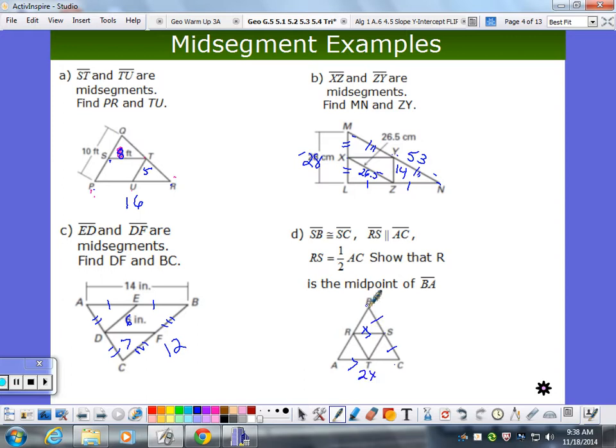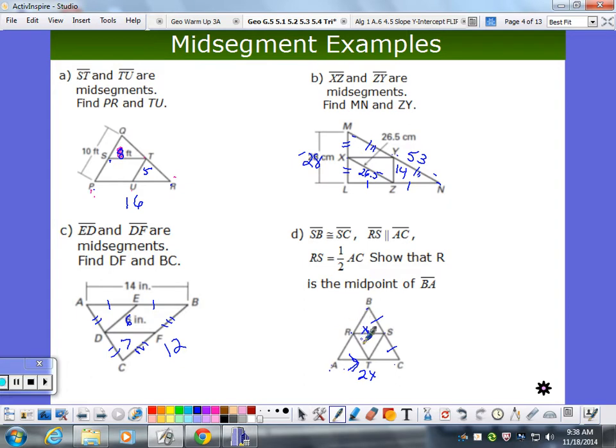Show that R is the midpoint of BA. How do we know R is the midpoint of BA? Joseph, what do you think? Since RS is one half AC and parallel, RS is a midsegment of AC. Right. So R and S are midpoints.